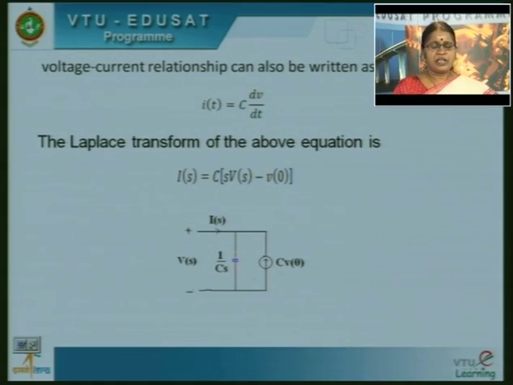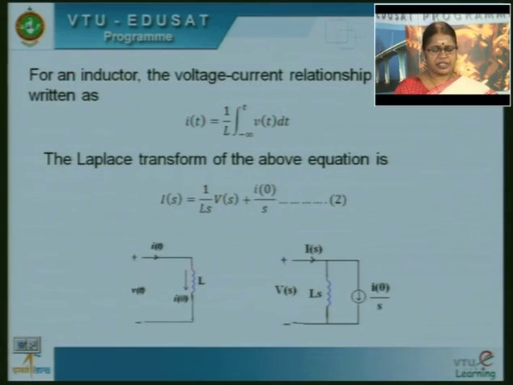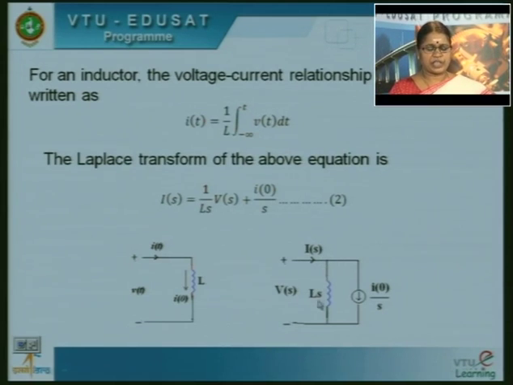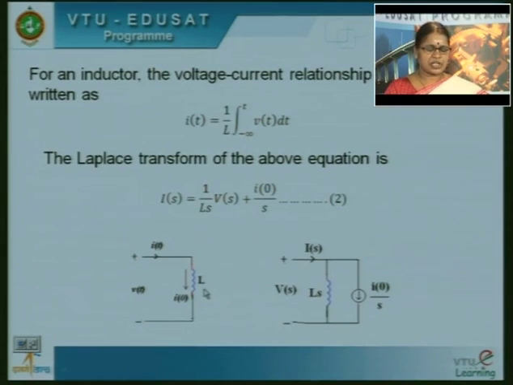Remember, in case of an inductor, if the initial value of current through the inductor is 0, then the equivalent circuit of the inductor is: V of S is the voltage drop across the inductor, I of S is the current flowing through the inductor, and its impedance is just Ls. So, any inductor L without initial current translates to an impedance of value Ls.